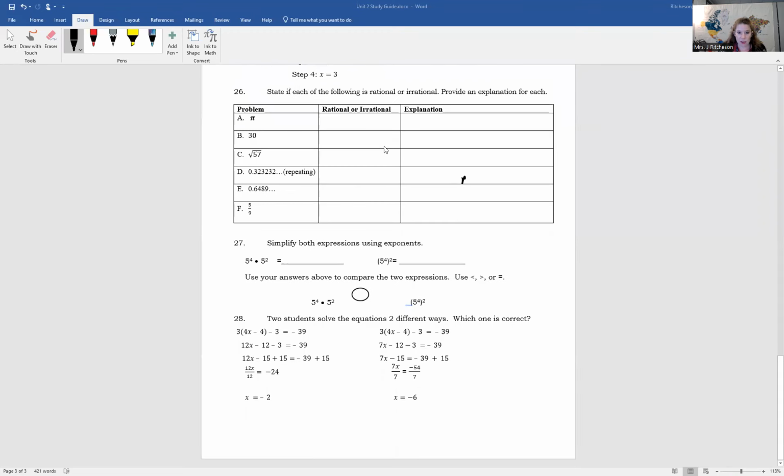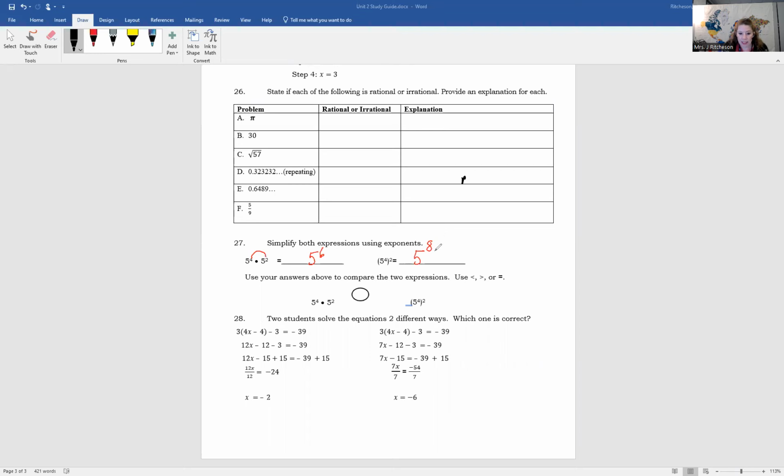Number 27 and 28 are our last ones. All right, so 27, we had a similar problem earlier. It says to simplify. So 5 to the 4th times 5 to the 2nd, we're going to add those exponents. So we get 5 to the 6th. 5 to the 4th raised to the 2nd power, we're going to multiply those exponents. So we have 5 to the 8th.